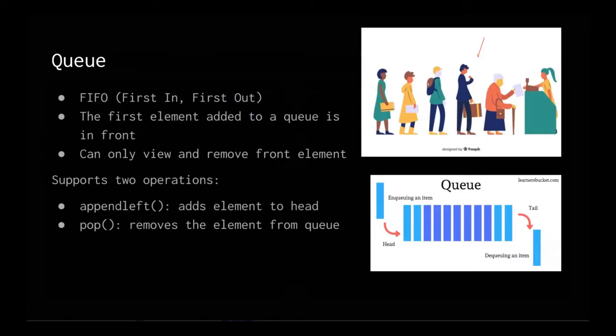Okay, so now we're talking about queues, which you can think of as a line where elements go in from the back and come out the front. The first element is in the front, and you can only view and remove the front element at a time. So you can append, which adds elements, and popleft, which removes the front element. This is useful when you want to simulate what a line would look like in coding.